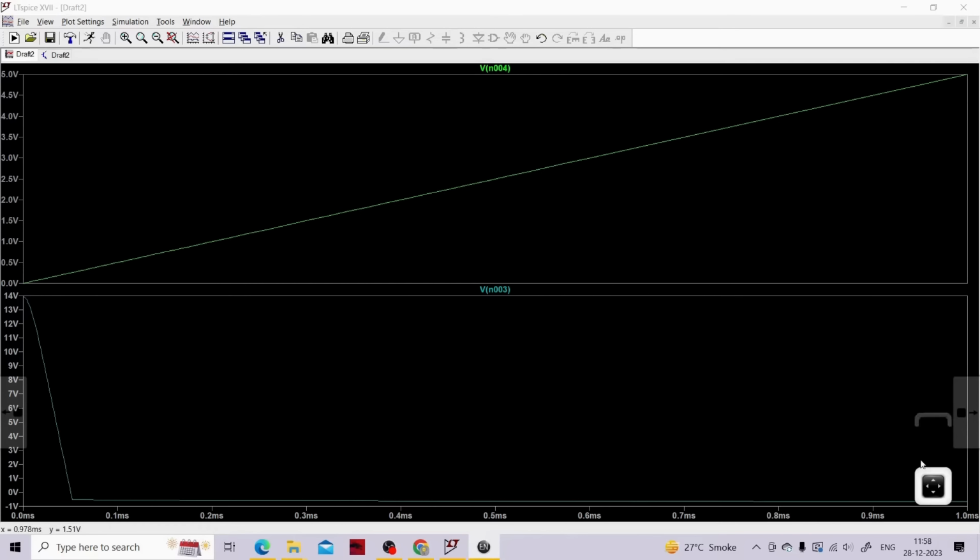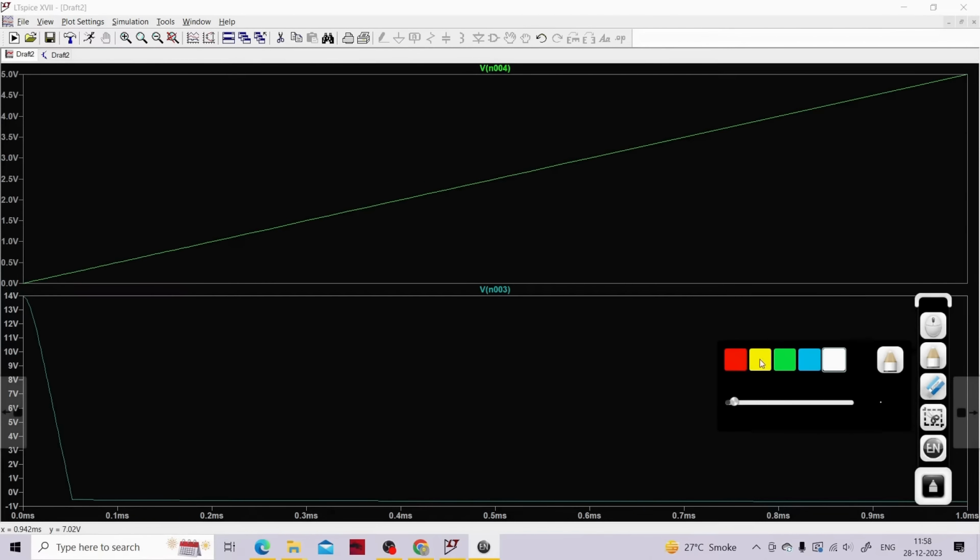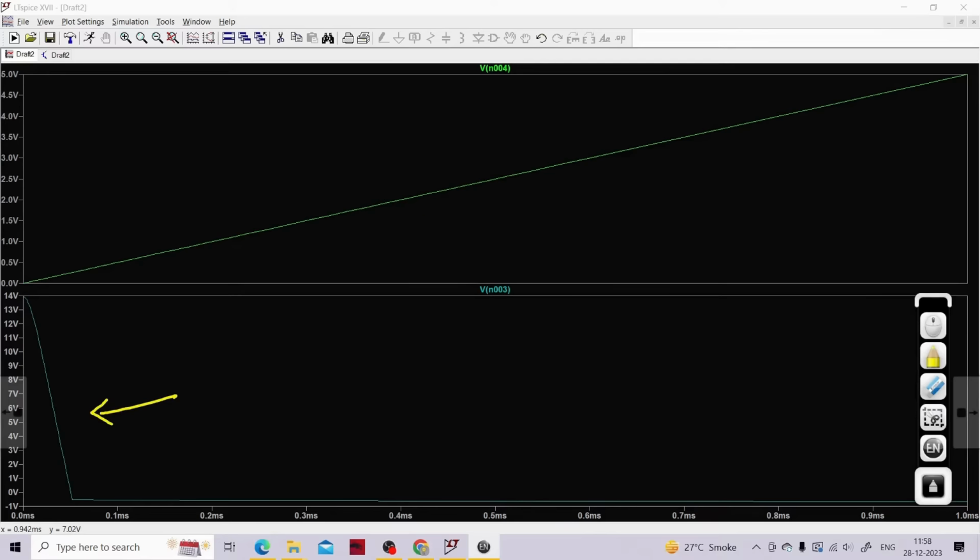If you want, I'll just highlight it. So this particular waveform that we had got is for LM741. Okay, great. I hope that you might have taken a screenshot of it.